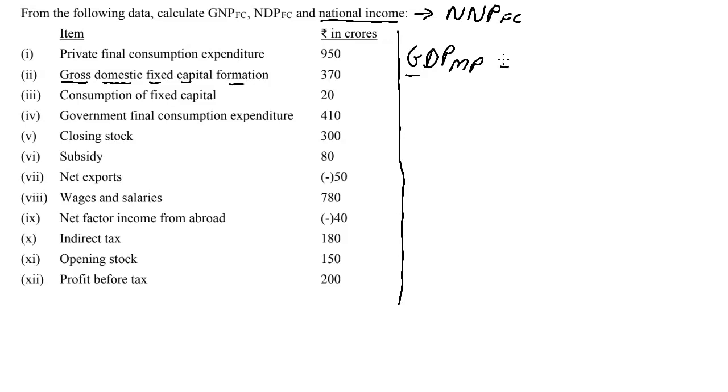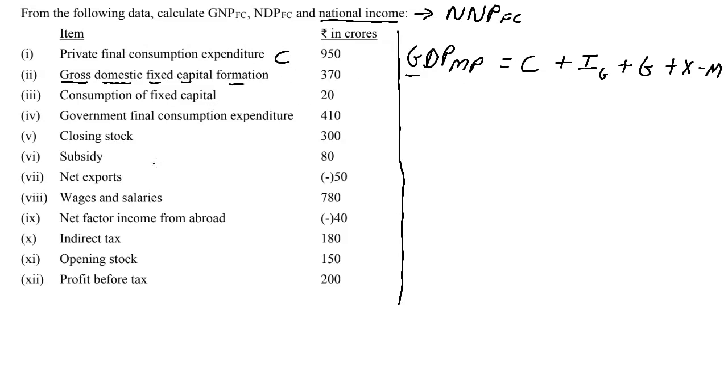GDP MP is equal to C, which is consumption expenditure, plus I, and to be very specific, gross investment expenditure, plus G, which is government expenditure, plus X minus M. Do this much and you'll get GDP MP. Now, what is C? Private final consumption expenditure. C is right here. What about investment?